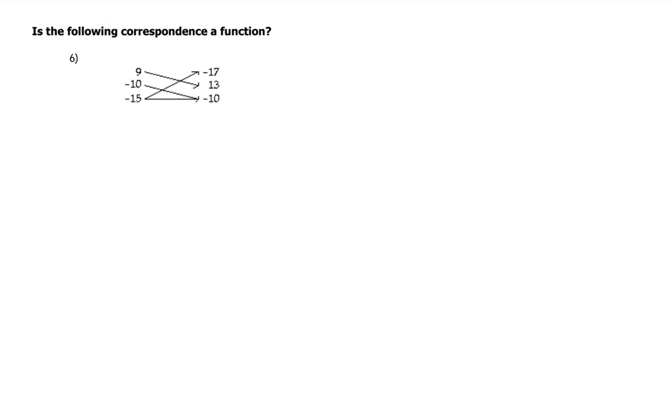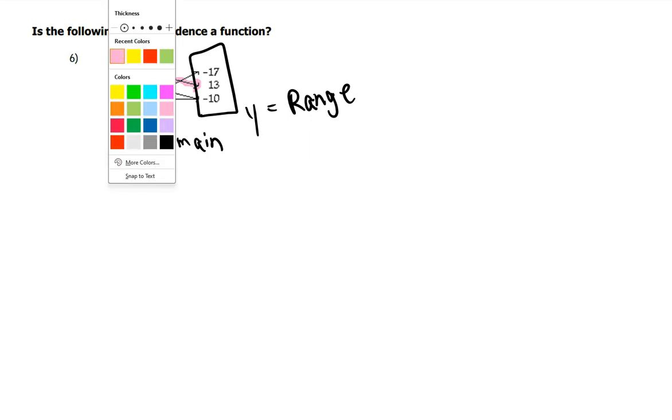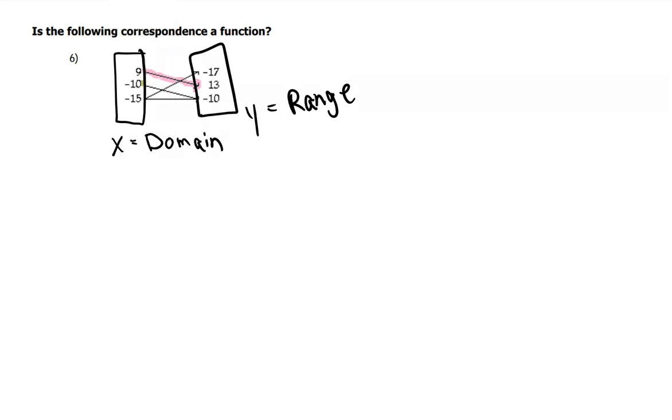So the left side here, these are your x's, which is also known as the domain. And then these guys over here are the y's, which is also known as the range. Okay, and one to one simply means that every number on the left corresponds to only one number on the right. So the 9 is definitely only going to the 13. And then the negative 10 is going to the negative 10.